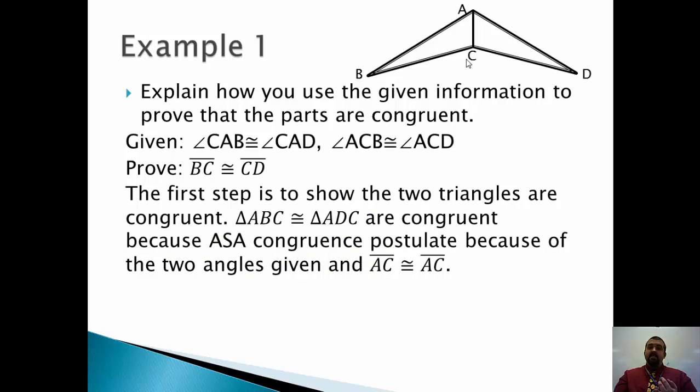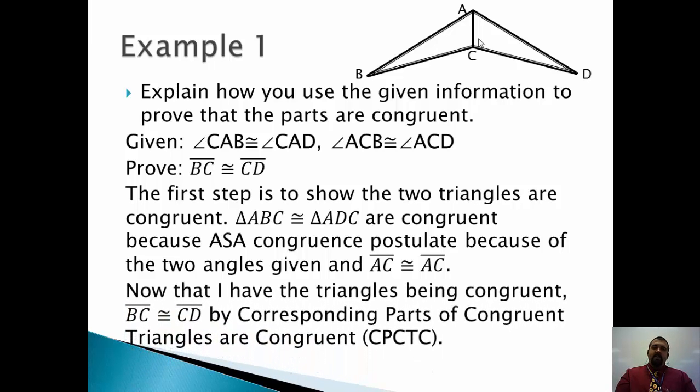Triangles ABC and ADC. And I know they're congruent because of the angle side angle congruence postulate, because the two angles are given, and I know segment AC is congruent to segment AC. So I'm saying this triangle here is congruent to this triangle here because I have this angle, this side, this angle, this angle, this side, this angle matching up. Angle side angle, okay, I have those triangles being congruent.